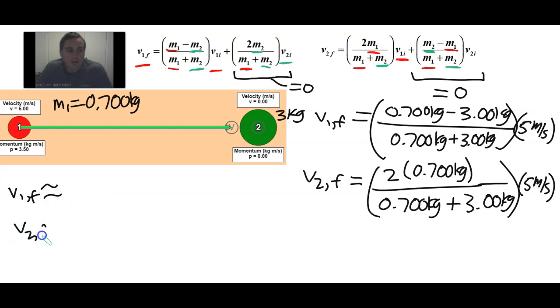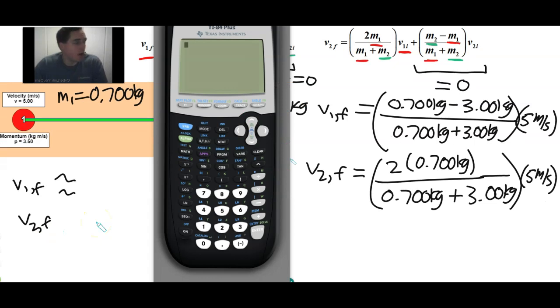and V2 final. So let's calculate these values on the scientific calculator. So I'll use alpha F1 to get the menu that gives us n over d, which is numerator over denominator. And that will give me a nice fraction stack here. And I will type 0.7 minus 3. We don't need to include all the significant digits in the actual calculator. And then divided by 0.7 plus 3. So that's the difference in the masses divided by the sum of the masses multiplied by the initial velocity of 5. Okay, that's going to be our first answer.